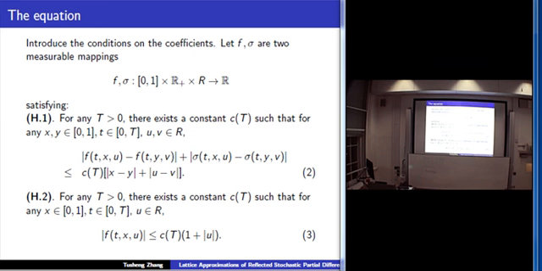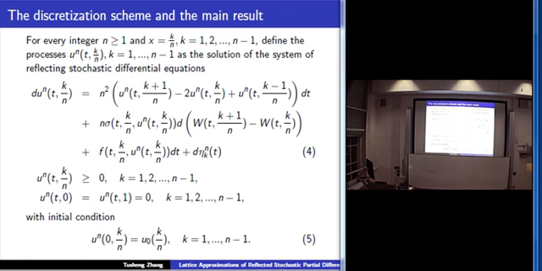Now, the assumptions on the coefficients are very standard. They are Lipschitz in x, where x is the space variable, and Lipschitz in u, the unknown variable, and of linear growth. So the standard assumption. Okay, what's the scheme? We only discretize the space variable here. So how do we do it?